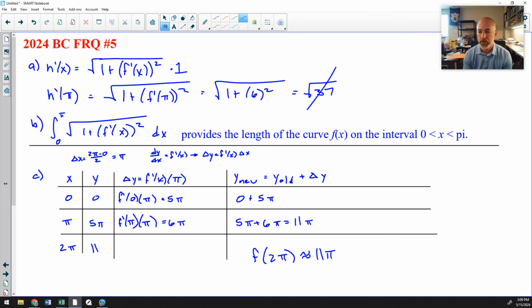So we've stopped right here. One of the dangers of doing the table is sometimes you hit a groove and you want to fill in this last row completely. But once you get the y coordinate that corresponds with the x of 2 pi, you have your approximation. So this is where I stop on part C.